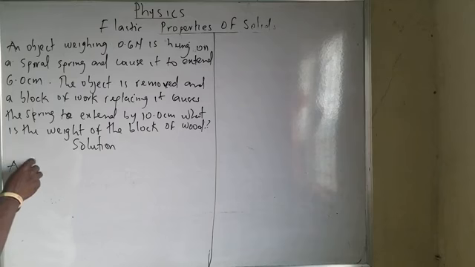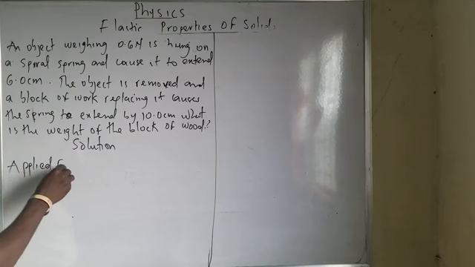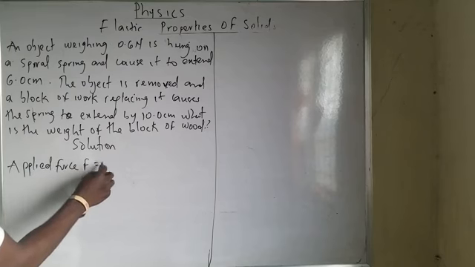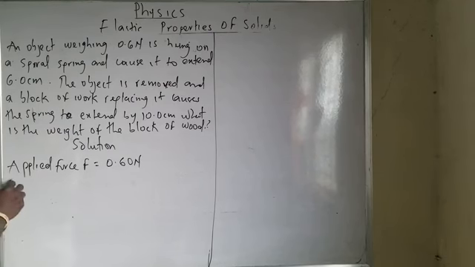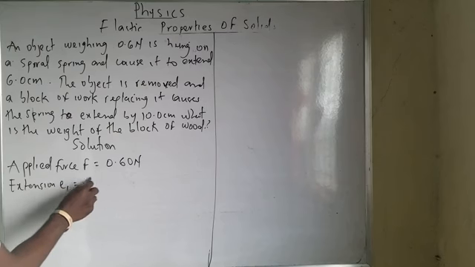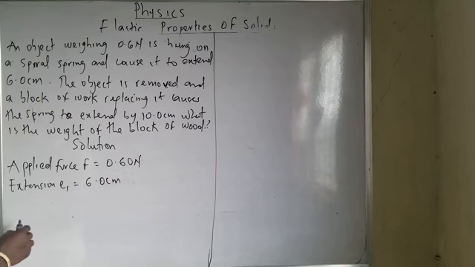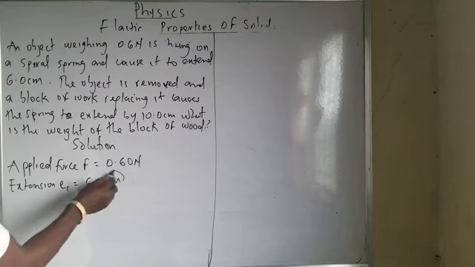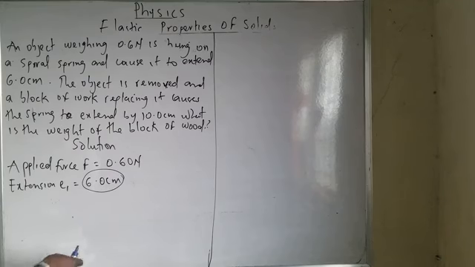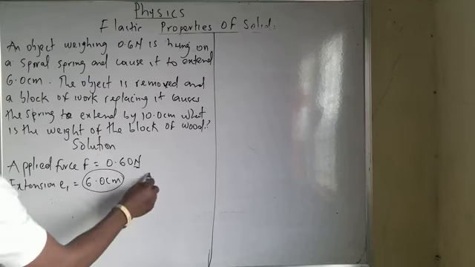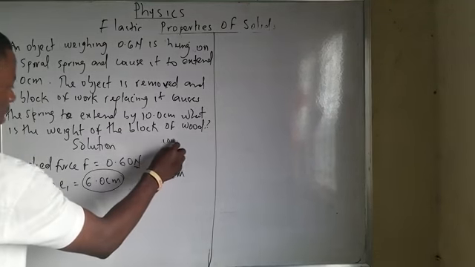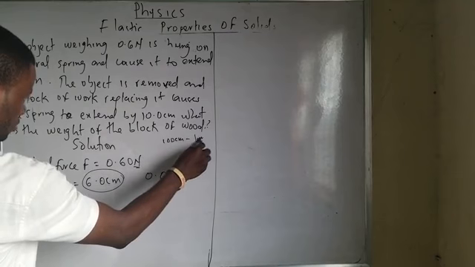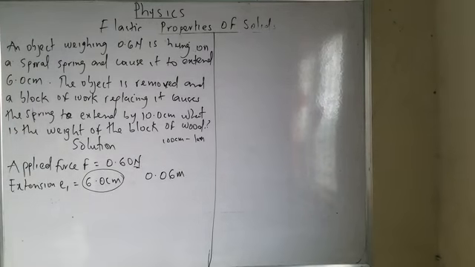Normally, the applied force, which is F, will be equal to 0.60 Newton. Now, when we talk about extension, which is E1, it will be 6.0 centimeter. I will convert this from centimeter to meter, because we talk about Newton, it must be in meter, which will be 0.06 meter. 100 centimeter make 1 meter. Don't forget that.